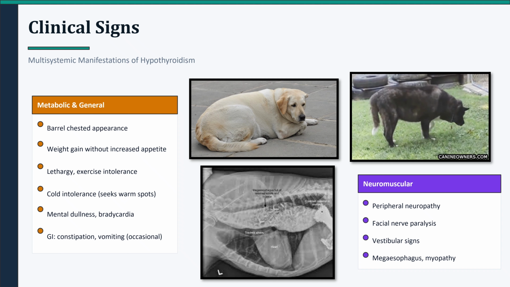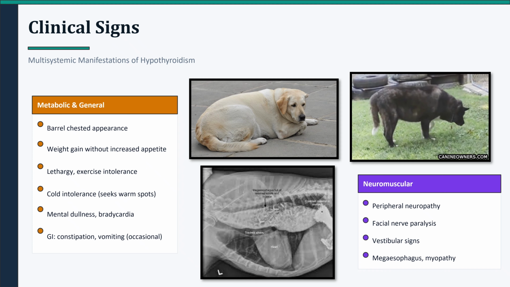One particularly striking clinical sign is the barrel-chested appearance that some dogs develop due to accumulation of fluid and changes in the body composition. On the neuromuscular side, which is less common but clinically very important, we may see peripheral neuropathy, facial nerve paralysis, vestibular signs, megaesophagus, and generalized myopathy.